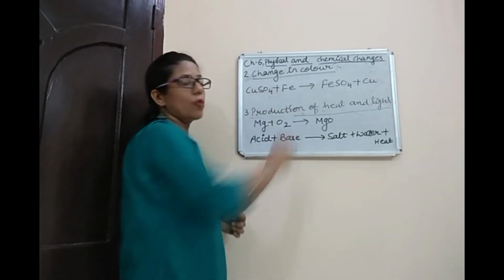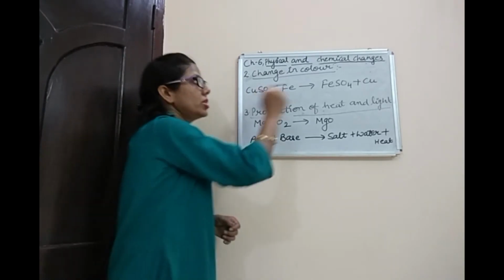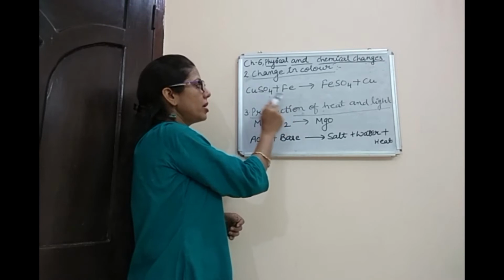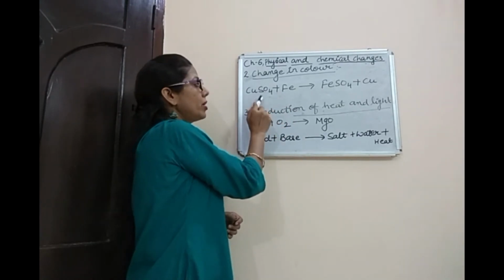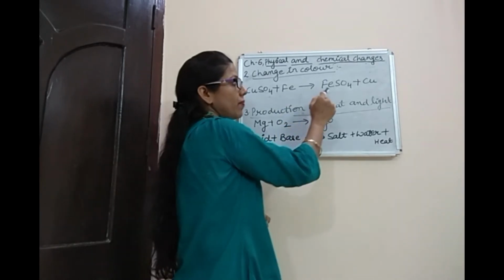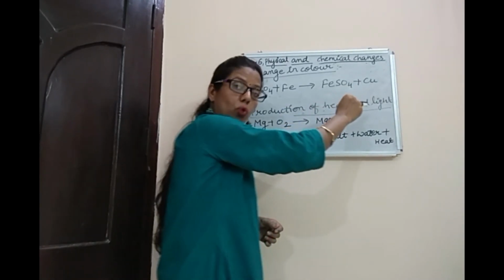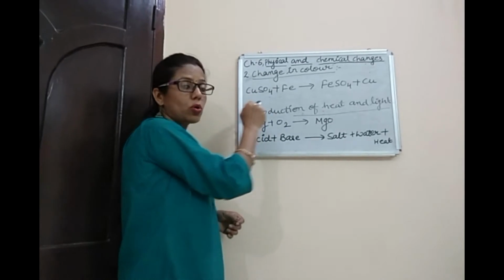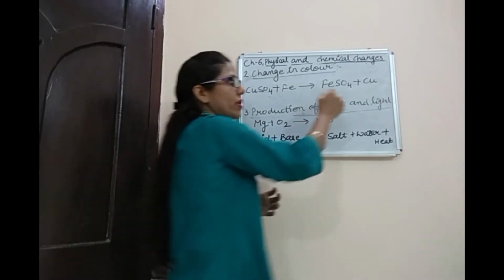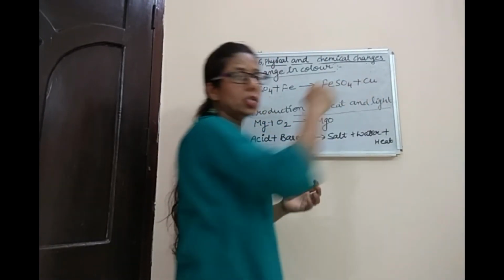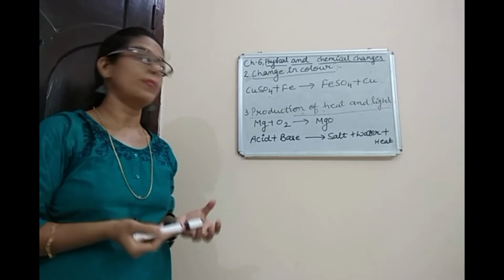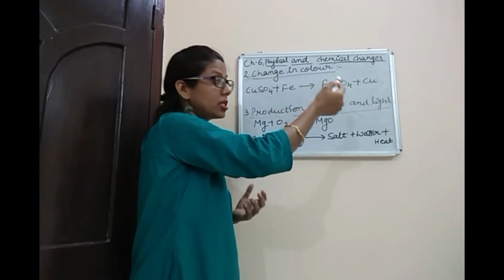The next characteristic of a chemical change is change in color. As we have discussed earlier, when copper sulfate and iron react with each other, they form ferrous sulfate and copper. As we know, copper sulfate is blue in color, but after the formation of ferrous sulfate and copper, it changed into green in color. Again, there is a characteristic of a chemical change, change in color.